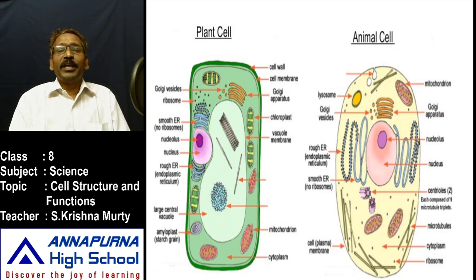It also plays a major role in all kinds of activities in plant cells as well as animal cells. It is a very delicate membrane. It is a selectively permeable membrane. So we have to learn about the selectively permeable membrane.